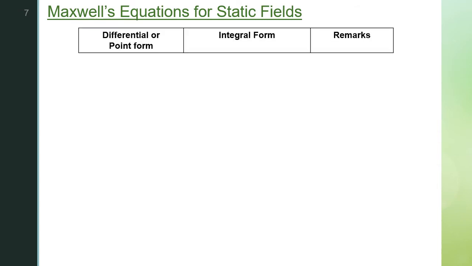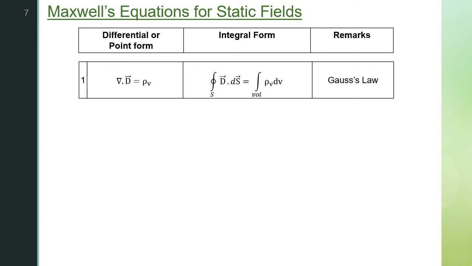So now we'll consolidate the four Maxwell equations for static electric and magnetic fields. The first equation was Gauss's law, which was in the form del dot D equal to rho V. It is the point form or differential form, and the corresponding integral form is given by closed integral S D dot ds is equal to integral over volume rho V dV. So this is the divergence of electric flux density.